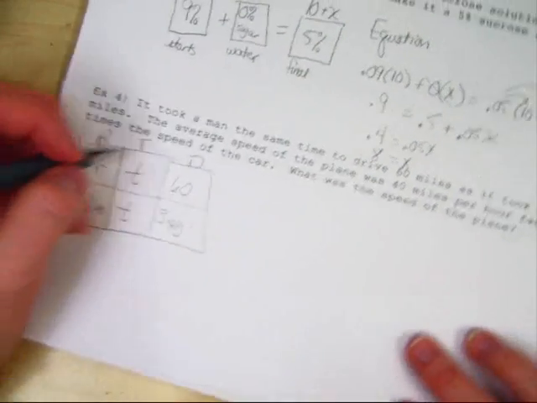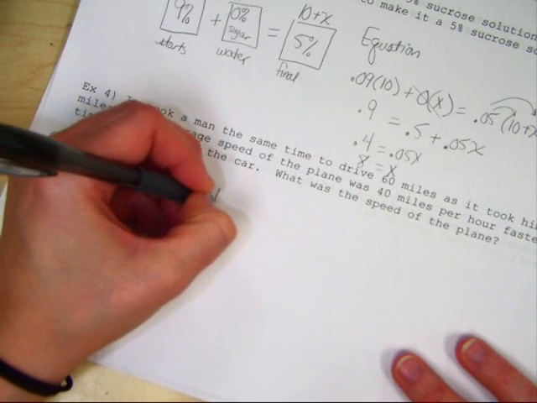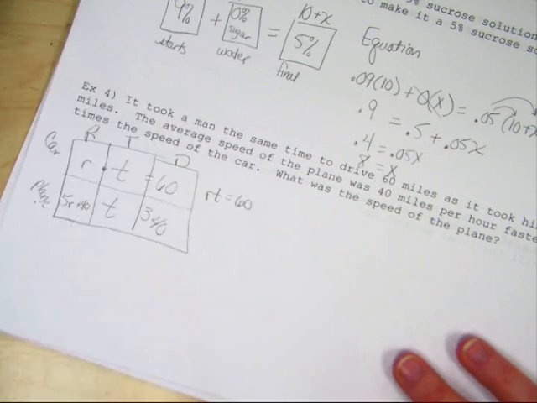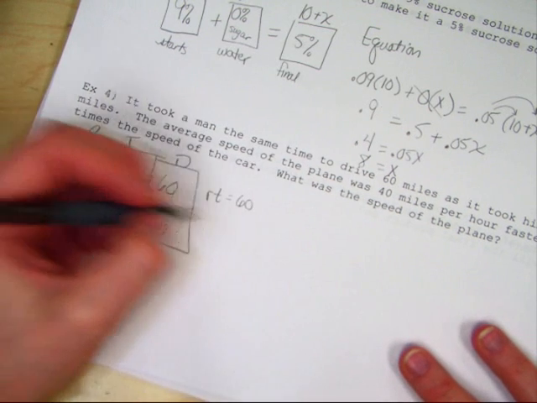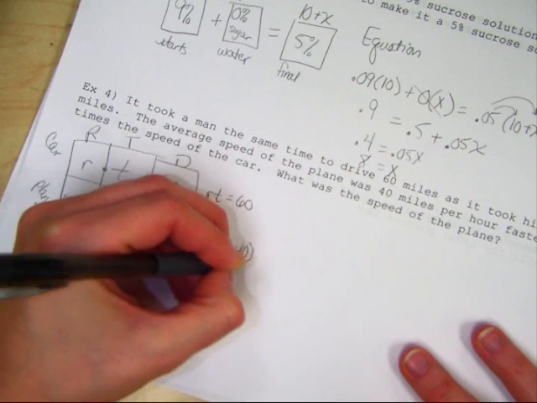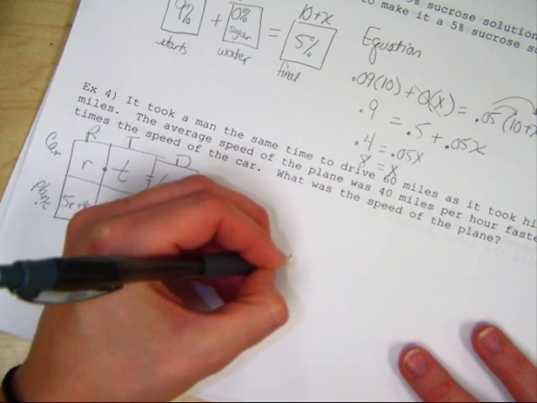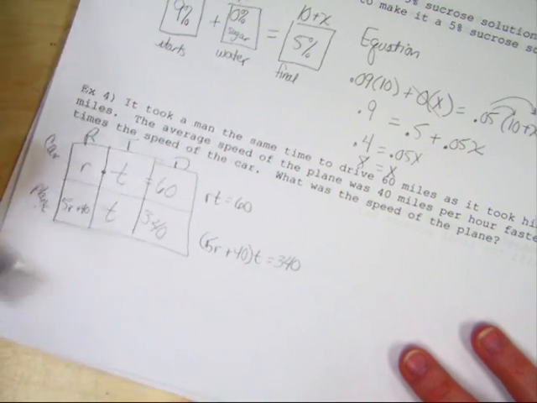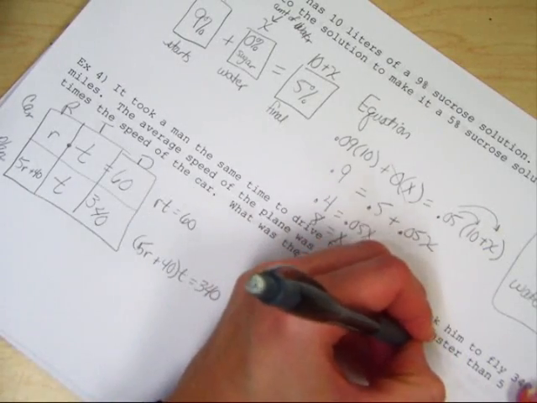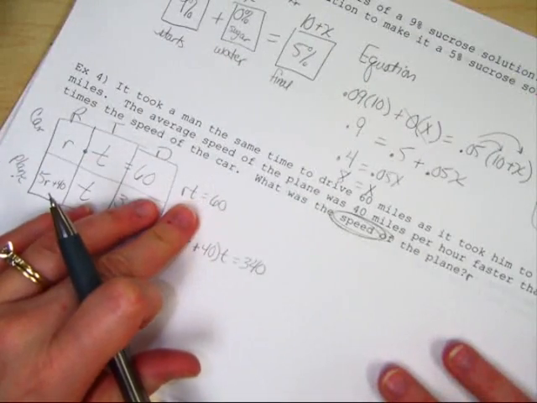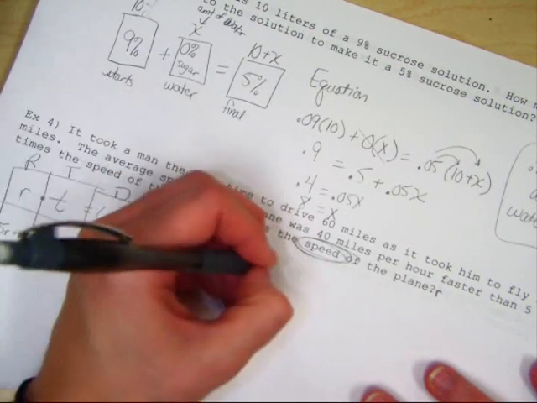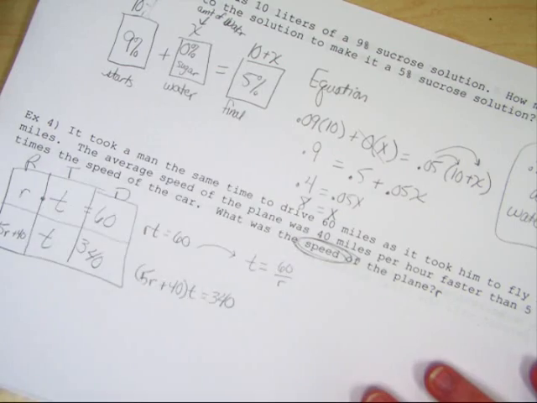5 times the rate of the car, so 5R plus 40. We'll make two separate equations. This one will be R times T equals 60, because you just go straight across. This one will be 5R plus 40 times T equals 340. Since we want to figure out the speed of the plane, which is a rate, we want to isolate T. So we're going to do T equals 60 divided by R.